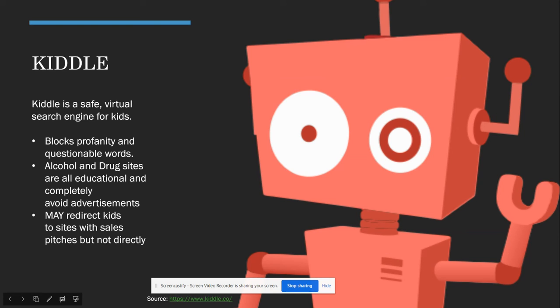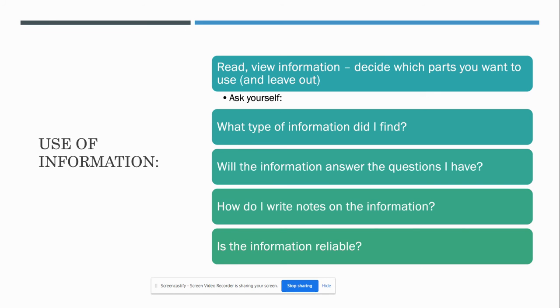Moving on to the next inquiry stage, I want to talk to you about the use of information. So our use of information app that we're going to be using today is called EasyBib. And when I was thinking about this one, I was just like, okay, what kind of information do we find? Will the information answer the question? How do I write notes? And is the information reliable? Now, I really want to focus on these last 2 points because a lot of people have problems with these two, and then they have problems figuring out how to cite it.